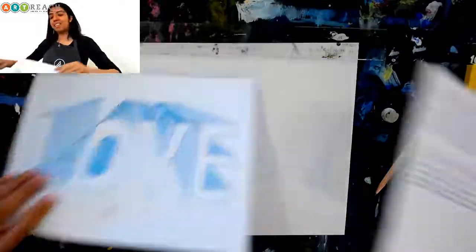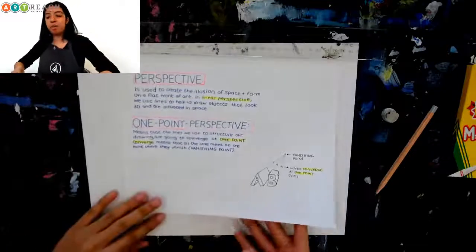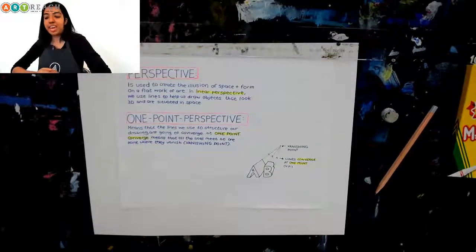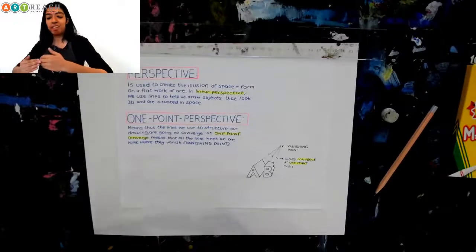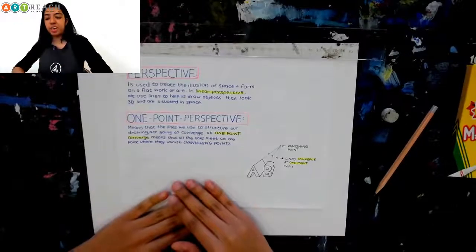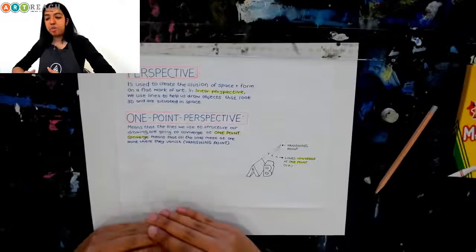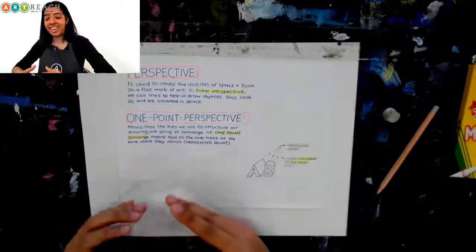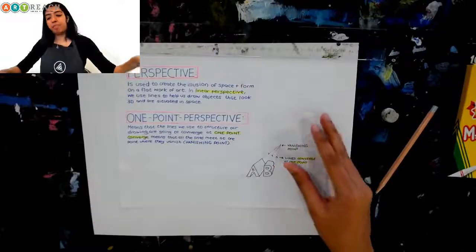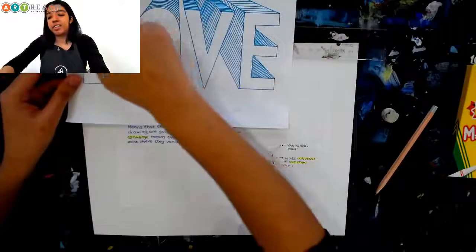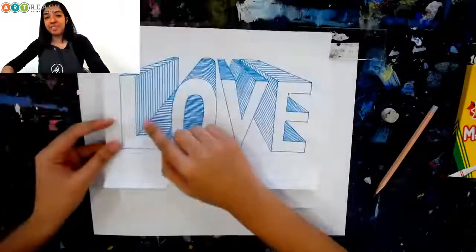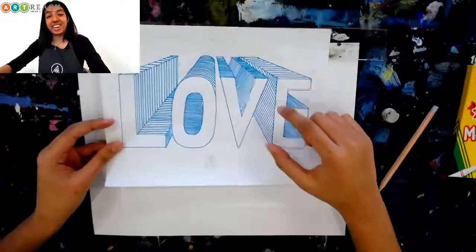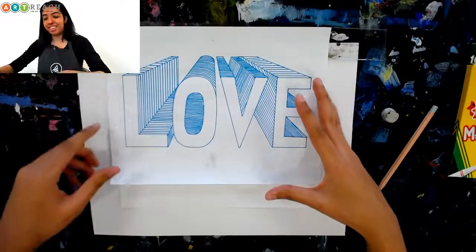So before we get started, I wanted to go over what perspective is. So perspective is used to create the illusion of space and form on a flat work of art. So in linear perspective, we use lines to help us draw objects that look like they're 3D. So you'll see over here, I used lines extending out from the back of my letter to make each letter look like it was 3D and it was situated in space.